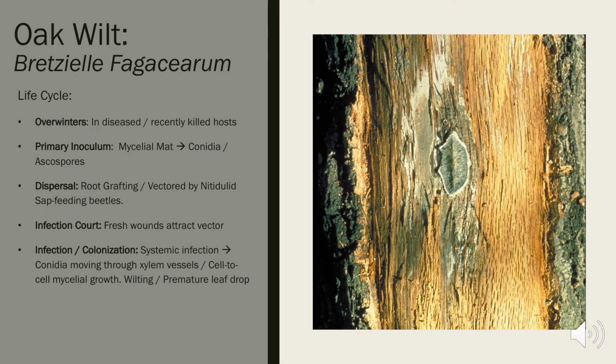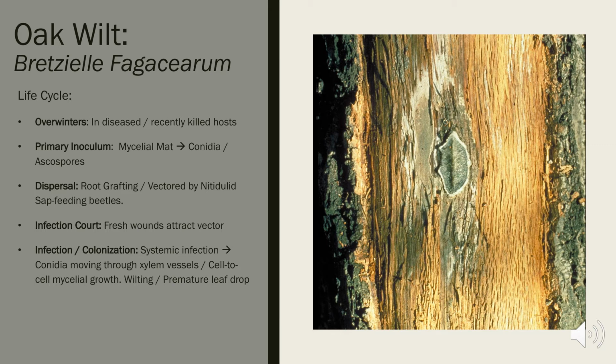The oak wilt pathogen, Bretziella fagacearum, overwinters in diseased or recently killed hosts. The primary inoculum is the mycelial mats that are produced up to a year after the host is killed. Those produce conidia or ascospores. The dispersal can be either vectored by the nitidulid beetles, or sap-feeding beetles, that are attracted to the scent. It's a very sweet aroma that comes from those mycelial mats, or it can be transferred through root grafts.